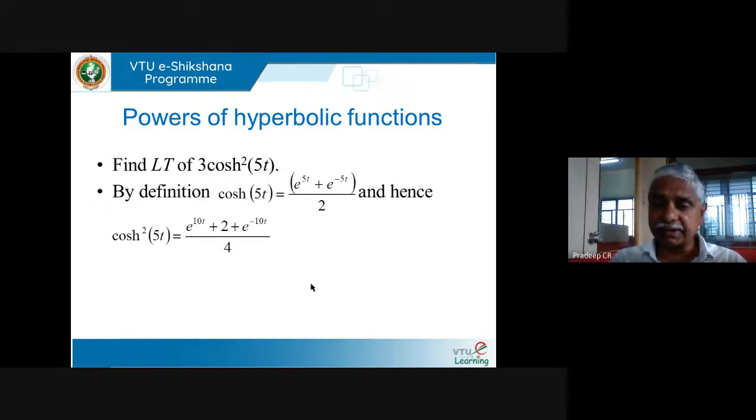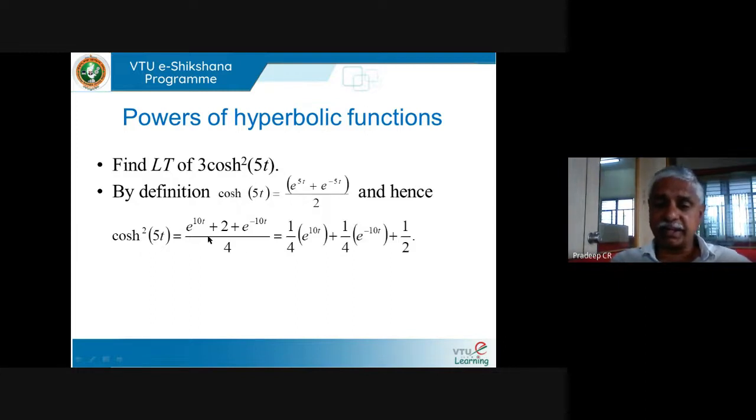Let us check what its square is. Its square means this whole thing squared. Cos hyperbolic 5t is (e power 5t plus e power minus 5t) by 2, so cos hyperbolic square 5t is ((e power 5t plus e power minus 5t) by 2) whole square. In the denominator, the square is 4, 2 square, and the numerator squared is (e power 5t plus e power minus 5t) whole square. That means (a plus b) whole square, a square plus 2ab plus b square. A square is e power 10t, and 2ab, 2 into e power 5t into e power minus 5t, is just 2. And then e power minus 5t whole square will be e power minus 10t. So this is what I get: cos hyperbolic square 5t is (e power 10t plus 2 plus e power minus 10t) by 4.